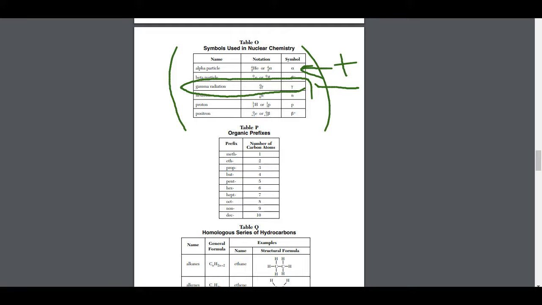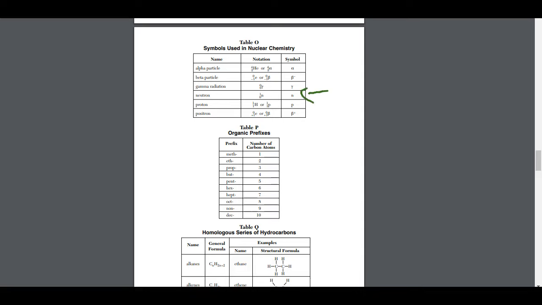It's just radiation. Of course, as far as neutrons go, they have no charge, but they do have mass. Protons have a mass of 1 and a charge of 1, and a positron has virtually no mass or little mass, just like an electron, except it's positively charged. So don't forget about reference table O. There's some good information here when it comes to nuclear chem and even atomic structure that you might want to refer to. All right, we're almost there.